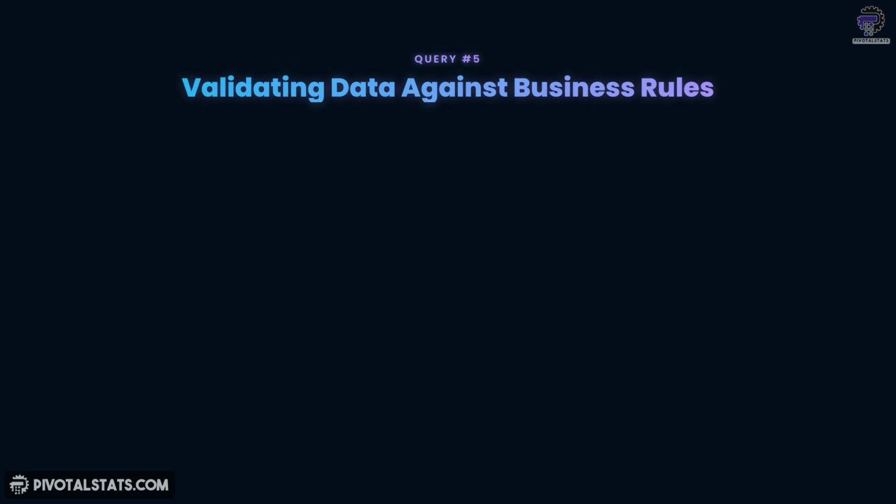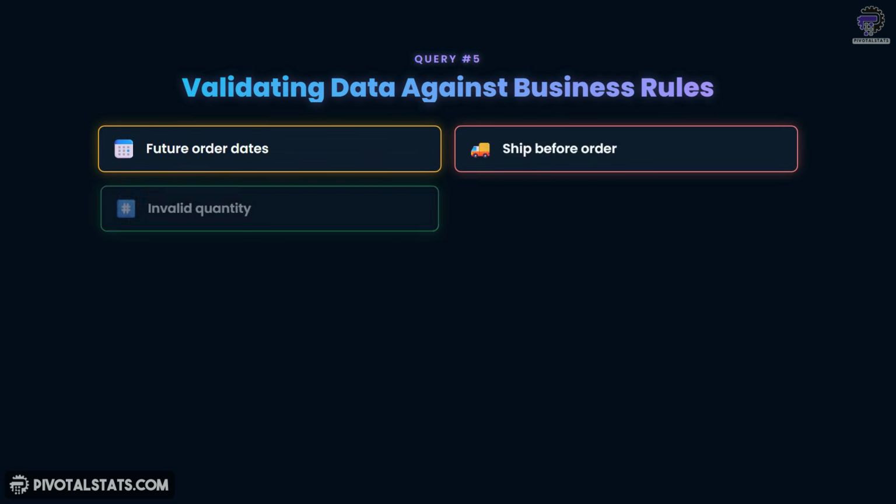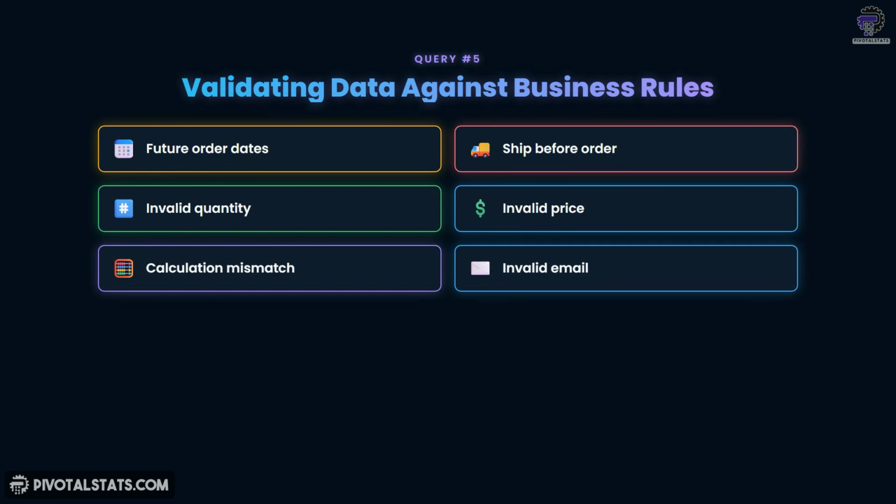Query number 5, data validation. This one is different from the previous 4. We are not fixing structural problems. We are checking whether the data is logically consistent with your business rules. There are 6 categories of validation error we are checking in this single query.